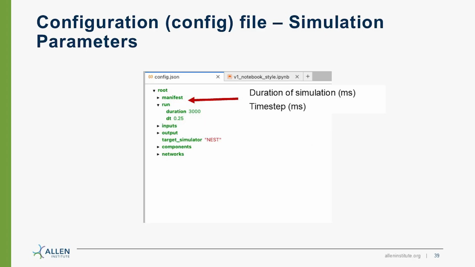We have our runtime parameters, and so the duration of the simulation, 3,000 milliseconds again, and the time step. So here the time step's a little bit larger to make it more feasible because we're running so many neurons at once.